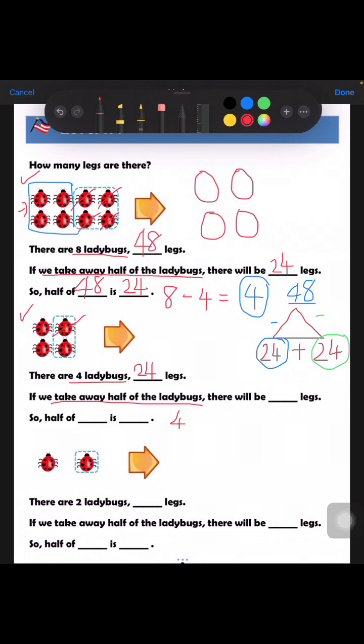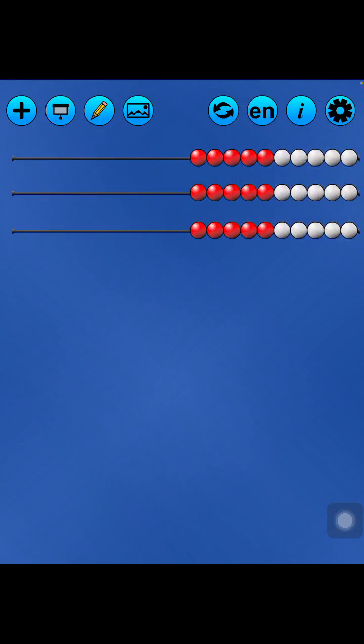Yes, it's 2. Okay, 4 minus 2 equals how many? Yes, it's 2 again. And there are still 2 ladybugs left. Then we need to find how many legs 2 ladybugs have. That means we need to find the half of 24. We use the abacus again to find the half of 24.